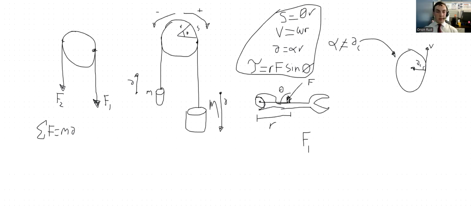So we need to write things in terms of torque. So we can write it as this. The sum of all the torques is equal to our angular acceleration times our moment of inertia. Now, this is just a fancy way of saying rotational mass. What the heck does that mean? Our moment of inertia is basically how much a mass resists rotation.